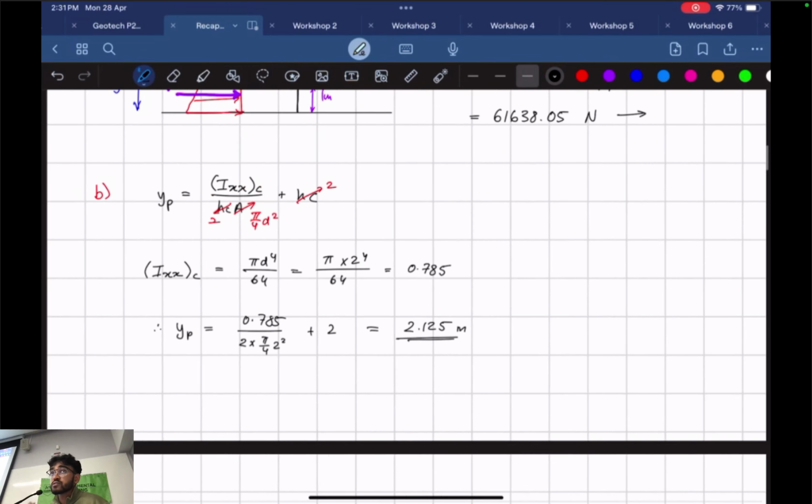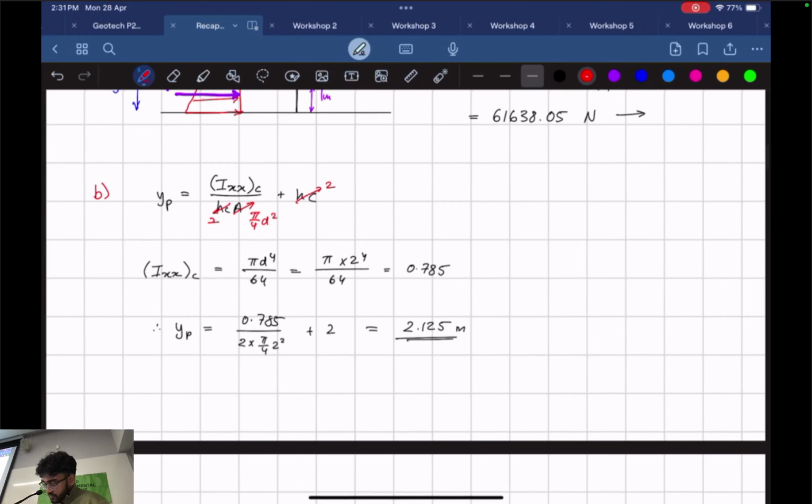Make sense? So if you're ever in doubt, just use a formula. Okay? Always works. Always works. Any questions so far? Okay, cool. Moving on to part C.